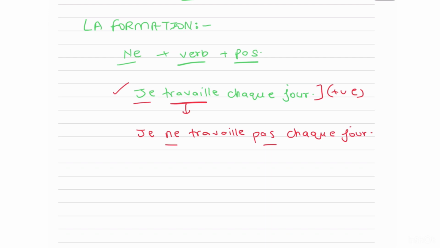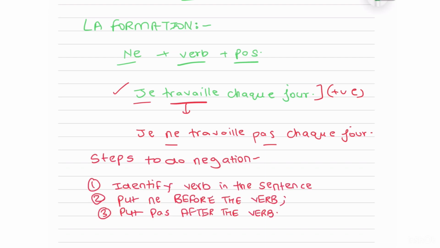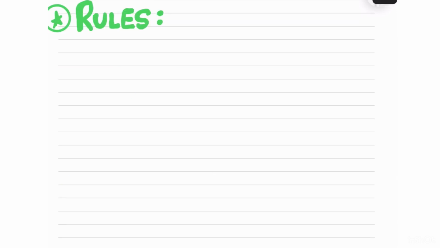First step, identify the verb. Second step, put ne before it and pas after it. If you're able to do these things, you're sorted. Now we come to the rules of negative to make sure there's zero confusion in the basics.